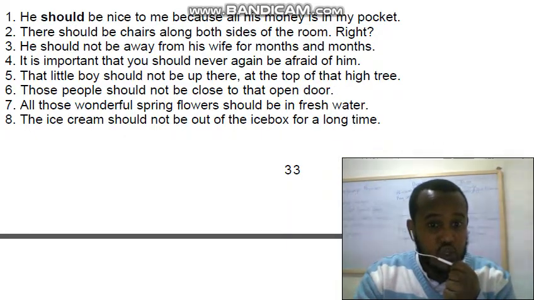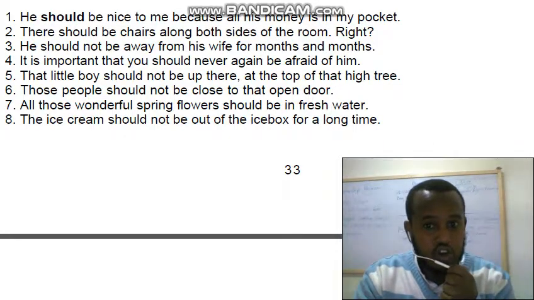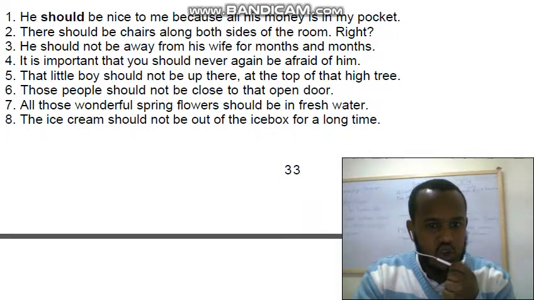The ice cream should not be out of the icebox for a long time.